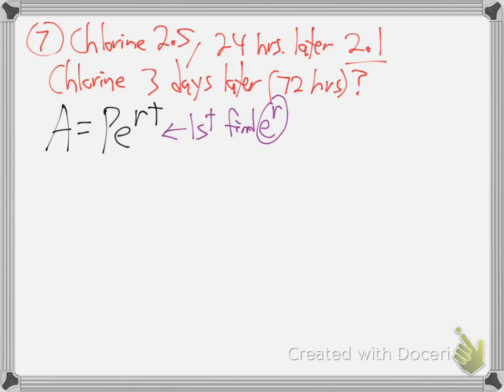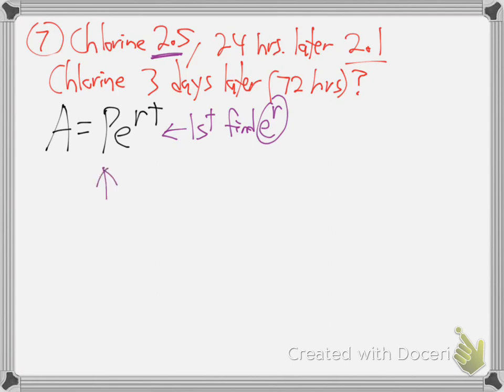Okay, so now let's start plugging stuff in. So the chlorine level is at 2.5. Where's that 2.5 go? Is that the chlorine level now or later? Now. The chlorine starts at 2.5, and then later it drops because it's decaying, right? It's going away. So that's the P. We all good with that?